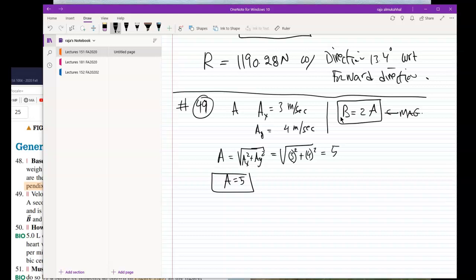But he said B is twice A. Aha. So therefore, B is 10, correct? Or rather, 2 times 5. That makes it 10. So I know something about B now. The magnitude of B is 10. Got it? So let me box it here. Okay. Next.